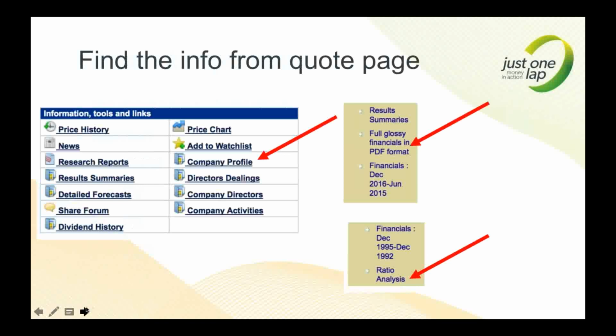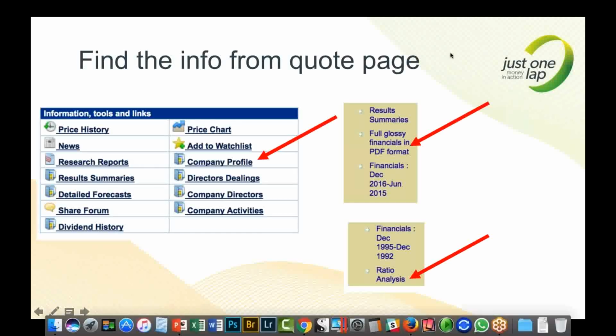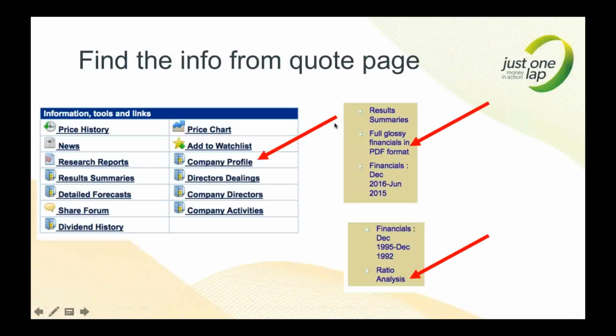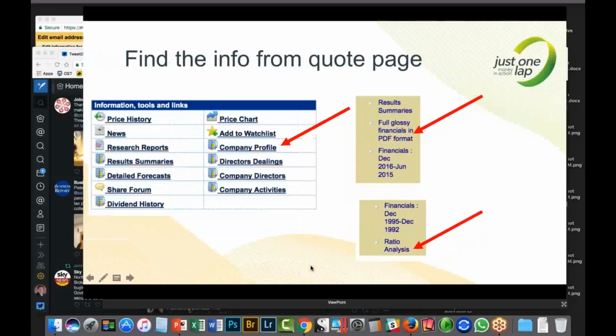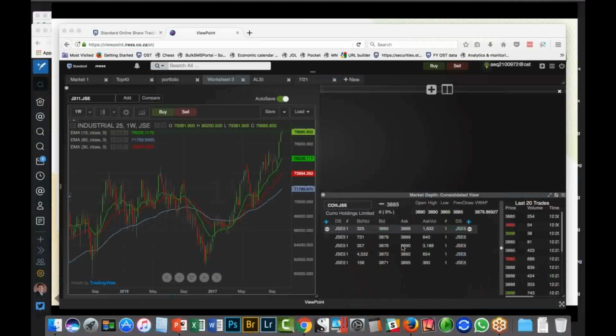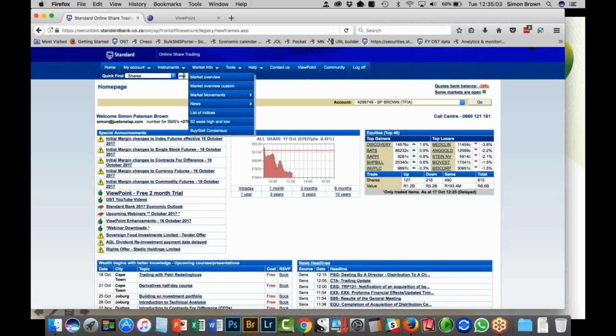But first off, where do you find them on the online share trading platform? So you would go to a quote page. On the quote page, you would click on company profile, full financials, and then ratio analysis. So let's quickly go and have a peek at that. Let's pick a stock. I suppose we should use Standard Bank.